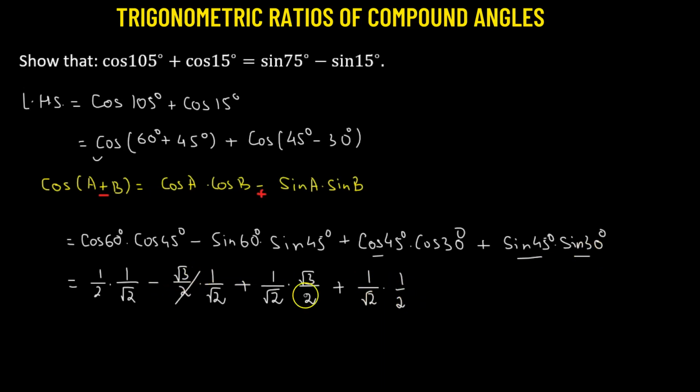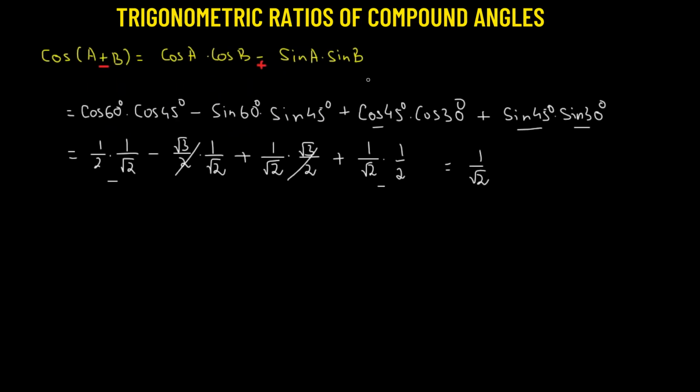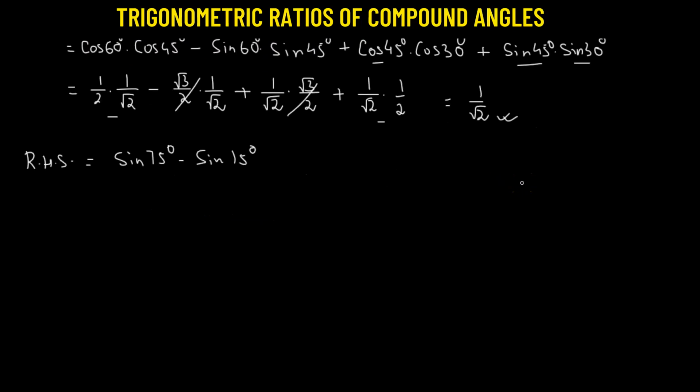Now we have the second term and the third term cancelling out, and the first term and the fourth term are exactly the same. So we add them to get 1 over square root of 2. This is the value of the left hand side. Now we will move on to the right hand side. We have on the right hand side sine 75 degrees minus sine 15 degrees. We'll have to show that this value is also equal to 1 over square root of 2.